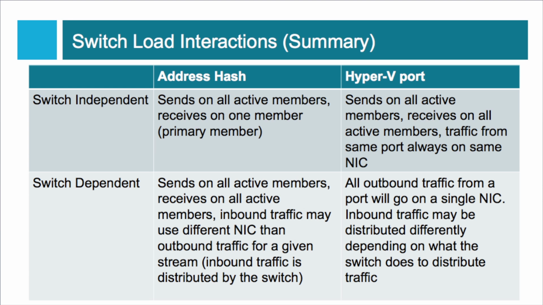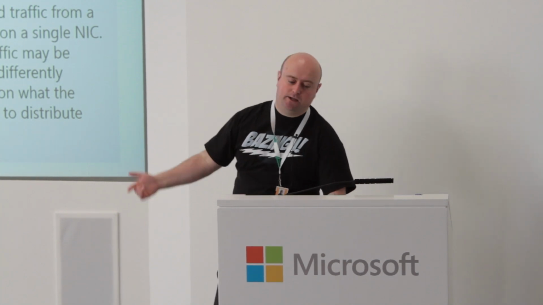But typically what I would be trying to do is switch independent Hyper-V port if I was creating a NIC team for my virtual switch, because that gives me the best throughput. And another benefit is if I'm using a hardware offload, it will statically send the traffic that's incoming to a virtual machine through the same NIC every time. Unless that NIC goes offline, then the traffic will dynamically go through another NIC.